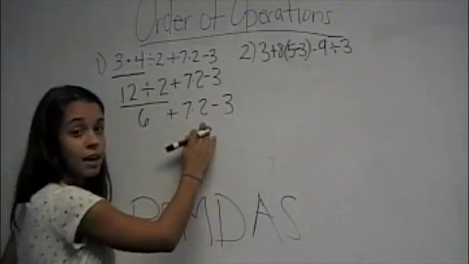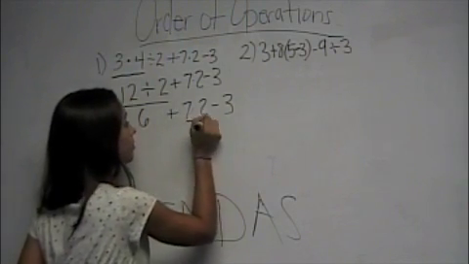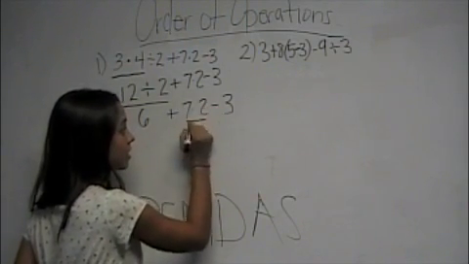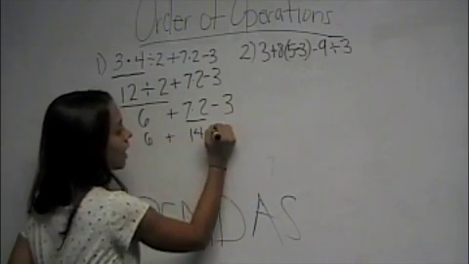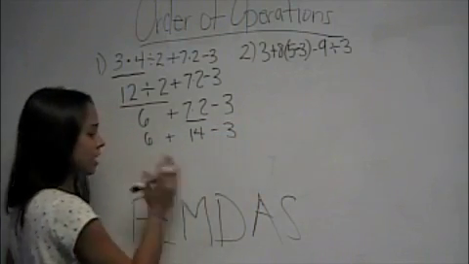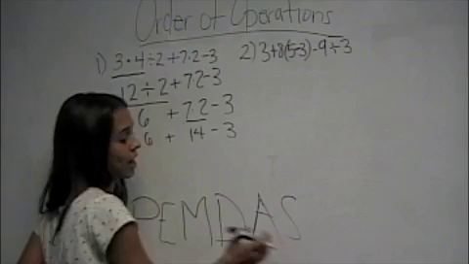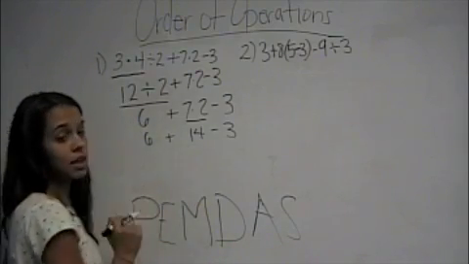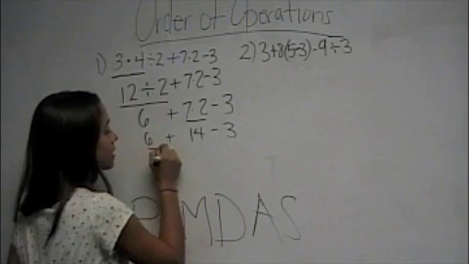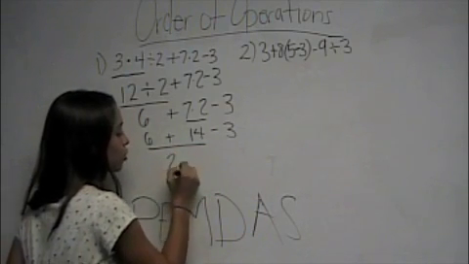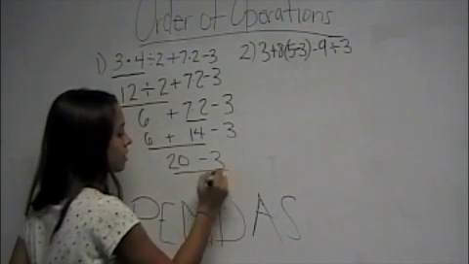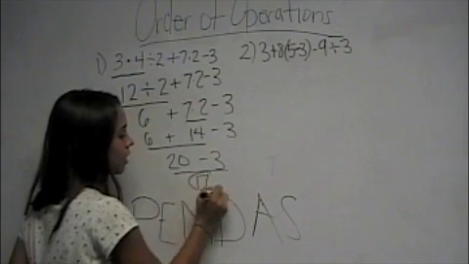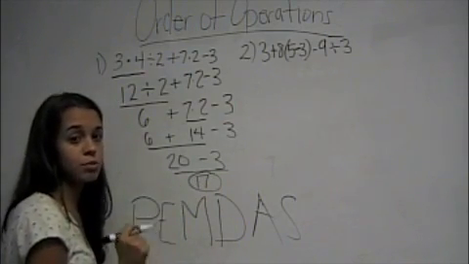Now we have 7 times 2 is our next step. Multiply 7 times 2, 14. Bring down our 6 and our 3. Now we move on to our addition and subtraction steps. We do them as we come to them in the problem. So 6 plus 14 is 20. Bring down minus 3. And 20 minus 3 is 17. That is our answer to the first problem.